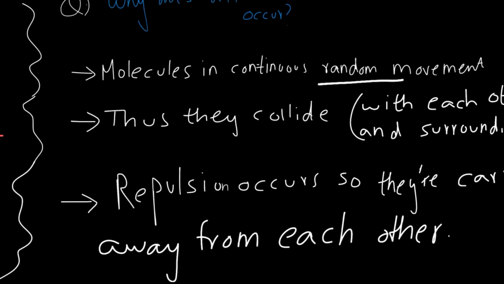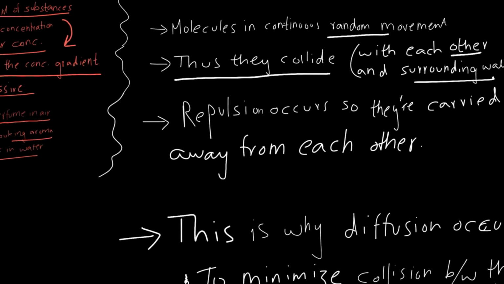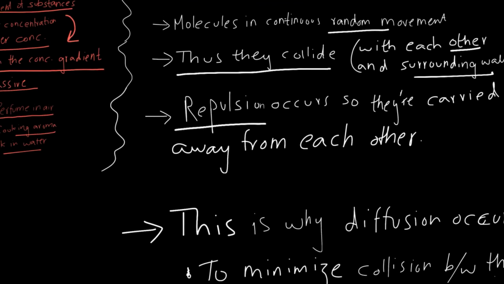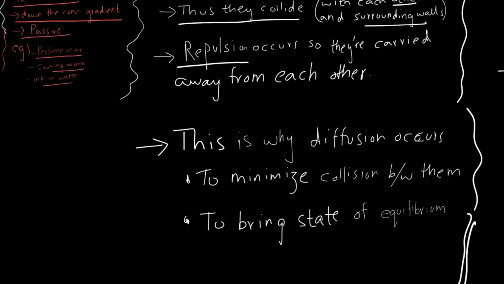They're in a continuous random motion, and as a result, they can randomly collide either with each other or with the surrounding walls. So if, for example, you spray perfume in a large room, the molecules can collide with the walls and the roof of the room as well as with each other. Because of this collision, repulsion occurs, right? So if two molecules collide, after they're done colliding, repulsion will occur, and as a result they're carried away from each other.